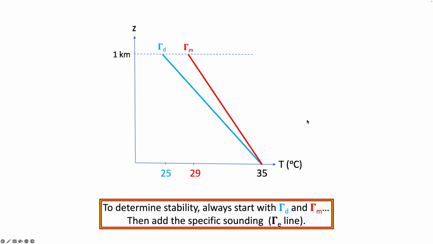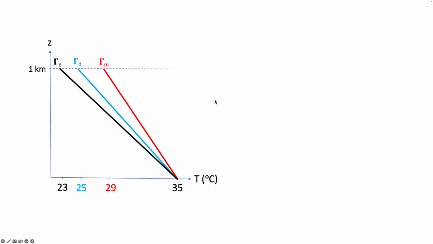So then, to determine the stability of the atmosphere, you then put in the environmental lapse rate line, and you won't know what the environmental lapse rate line is going to be until I give it to you. And so that's always the question mark with these figures. So here's an example of an environmental lapse rate line where the temperature in the environment is going to fall from 35 to 23.